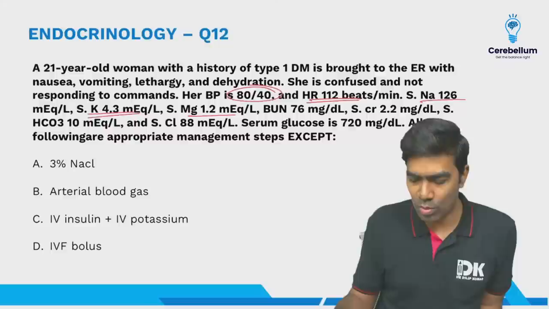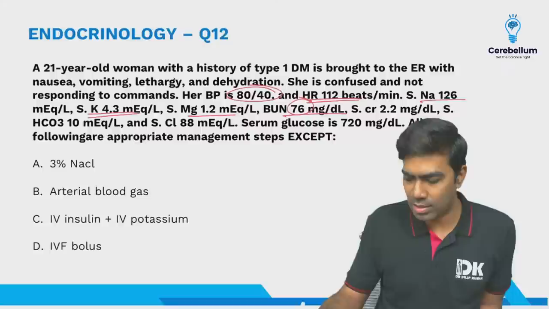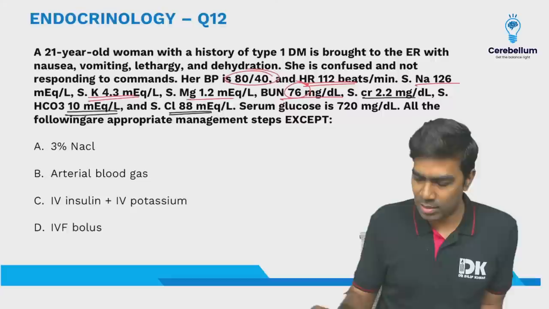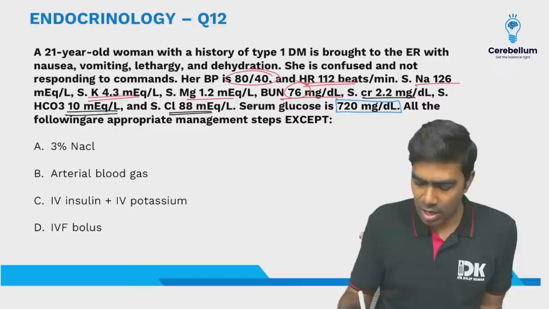Blood urea nitrogen is 76. It's increased. Normal blood urea nitrogen is less than 20. Serum creatinine is 2.2. That's also increased. And serum bicarbonate is just 10. Chloride is 86. Serum glucose is 720 milligrams per deciliter. All of the following are appropriate management steps except. What is the right answer?